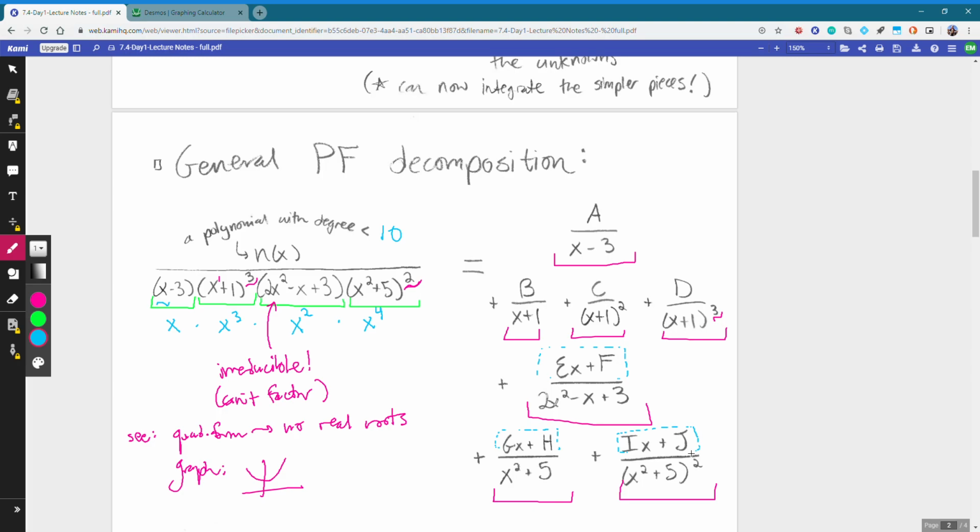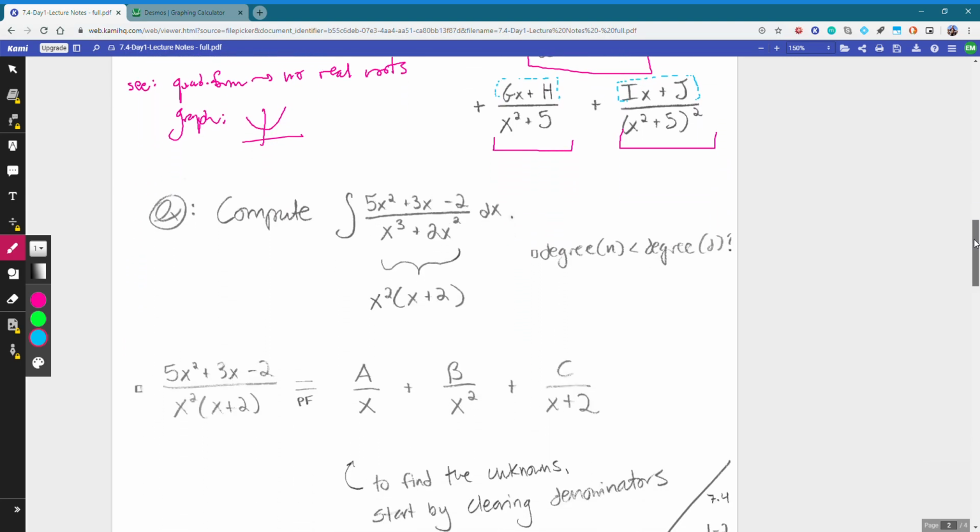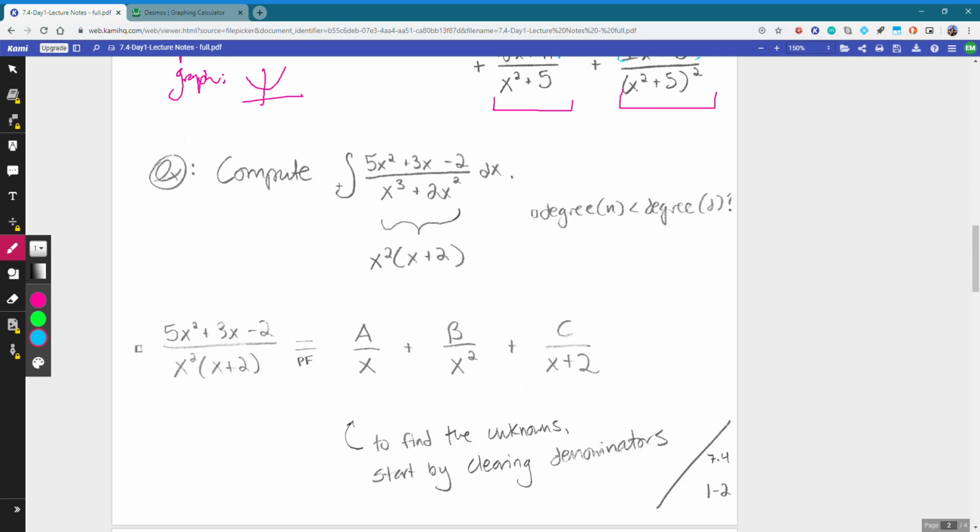Okay. Let's dive in now and look at a specific example where we're integrating, and we'll put this strategy to work. Okay. So here, we're looking to compute this integral of this rational function. We have a polynomial up top, a polynomial in the bottom. Indeed, this is a rational function.